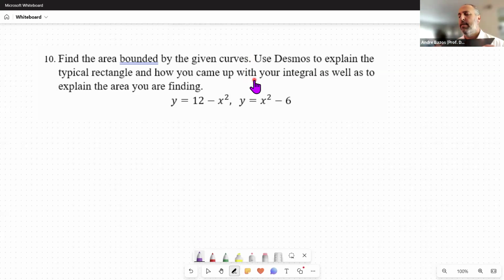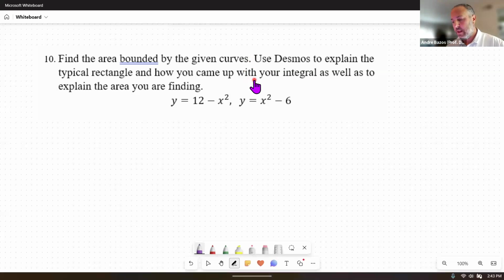I forgot to flip my computer around so I can write on it. Okay, now that I have that, let's go for it here. All right, so what I want to do is find the area bounded.